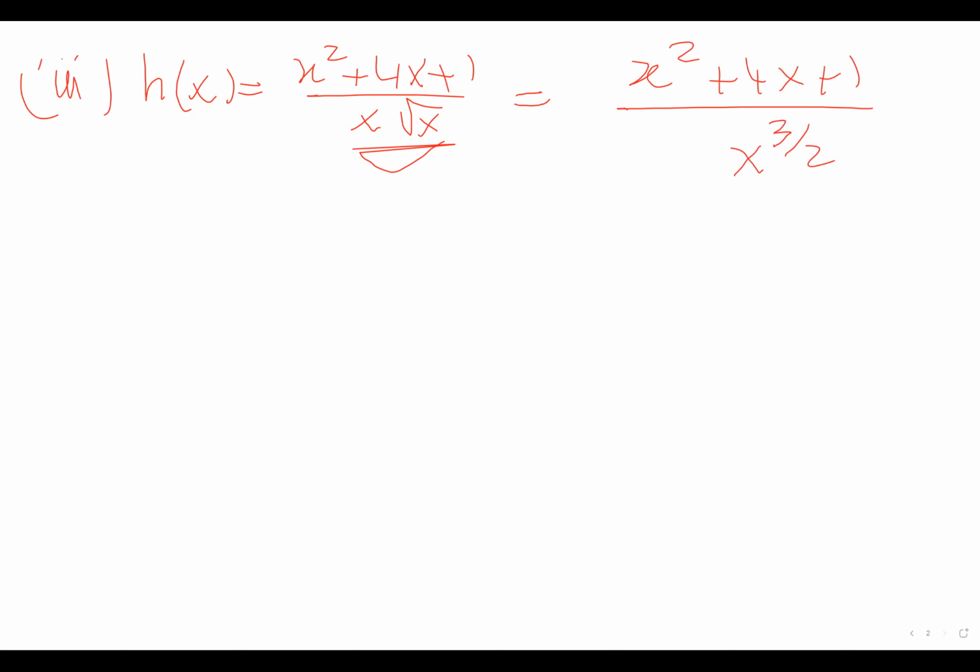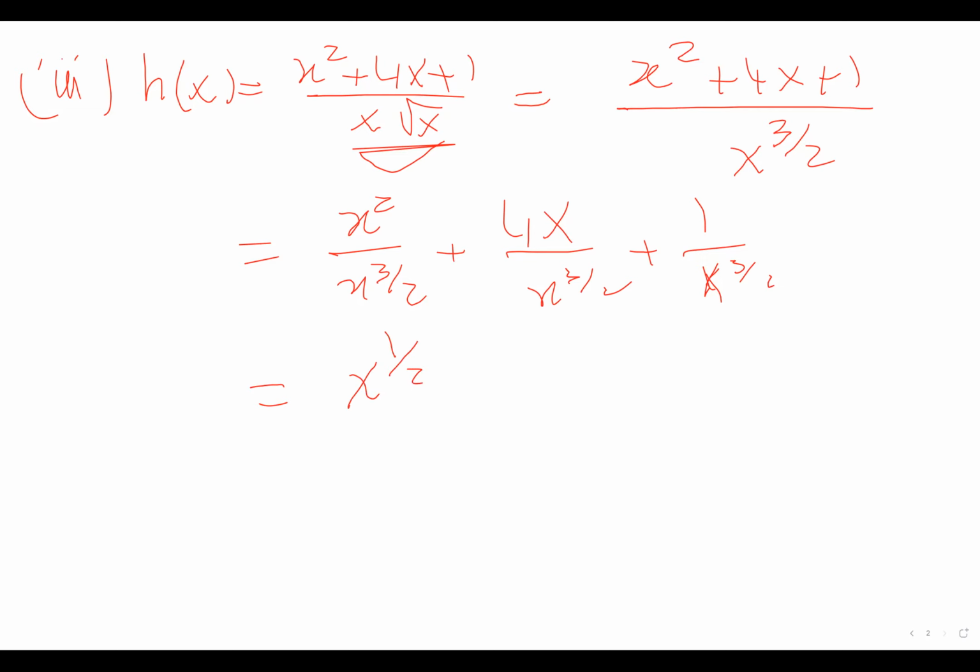Okay, so then I will separate the numerators. So it will be x squared over x^(3/2) plus 4x over x^(3/2) plus 1 over x^(3/2). Then I will write each term as a power of x. So x^2 over x^(3/2) is x^(1/2), plus 4 x^(1 - 3/2), so minus half, and plus x^(-3/2).